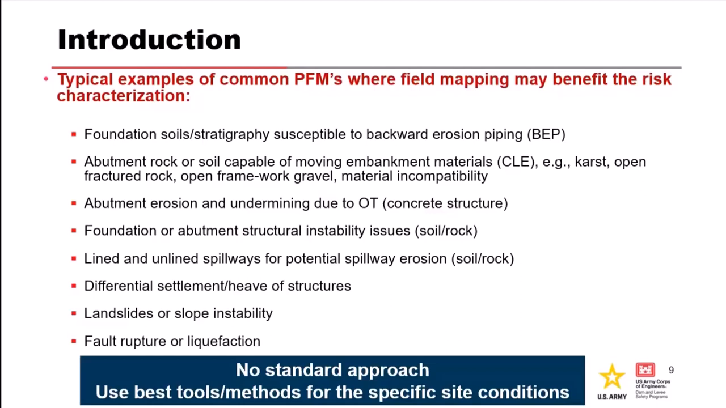Is there some potential for erosion and undermining due to overtopping or flanking of a spillway structure or an embankment? We can gather the data necessary to go into those erodibility index parameters that we've seen the last couple of days, either Annandale or Pells. We can collect that in the field to try to better characterize that parameter.